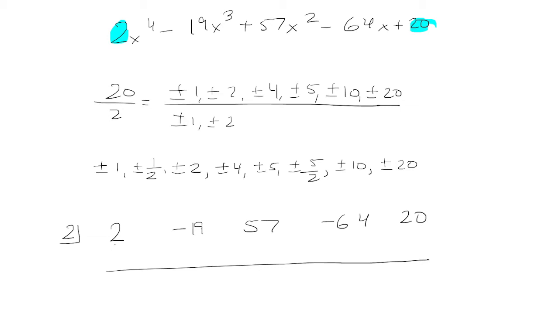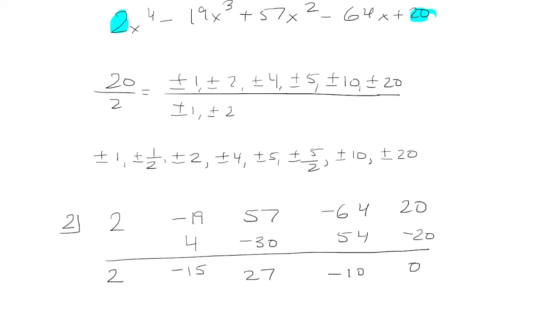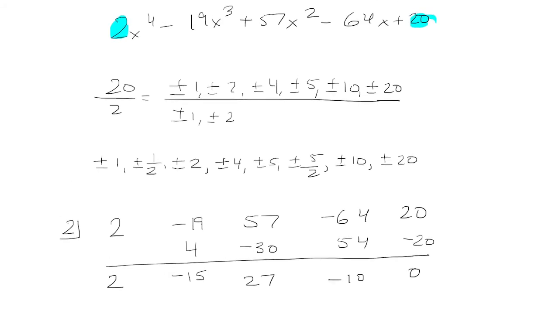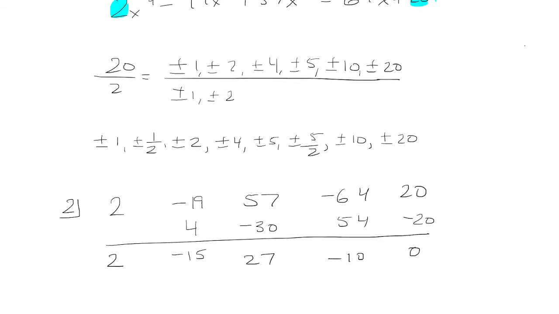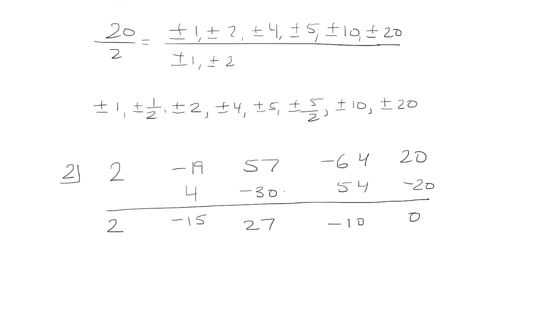For synthetic division, let's bring down the first number. 2 times 2 is 4. Add. 2 times negative 15 is negative 30. Add. 2 times 27 is 54. Add. 2 times negative 10 is negative 20. And then add. So we started off with a fourth degree polynomial. Now we reduce it down to a third degree, and this is 2x cubed minus 15x squared plus 27x minus 10.